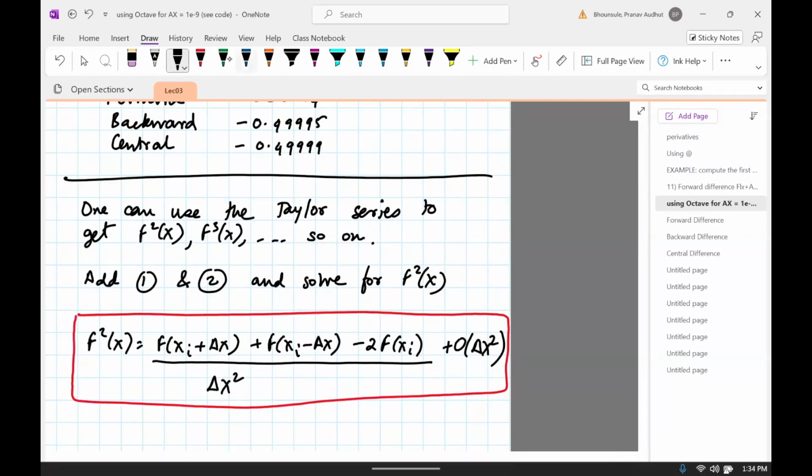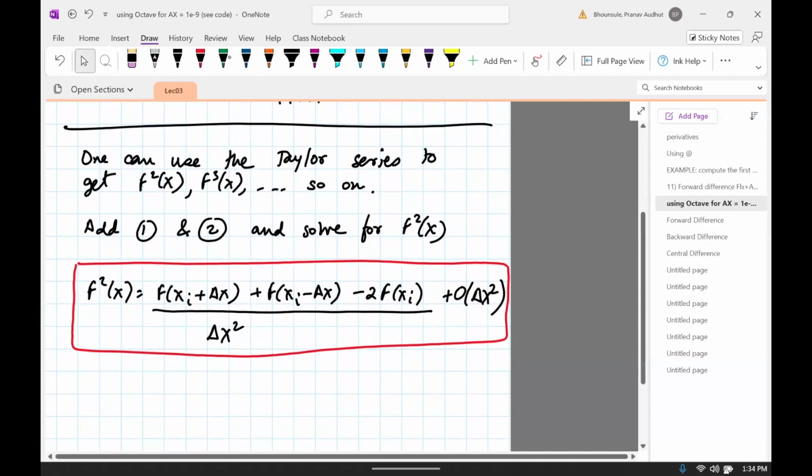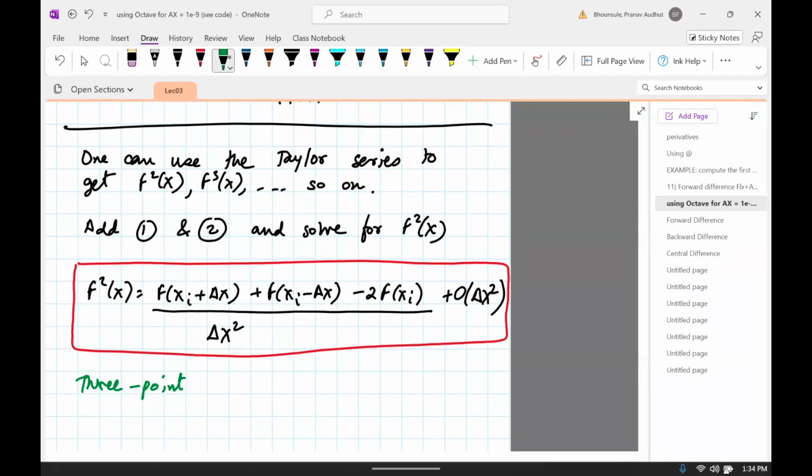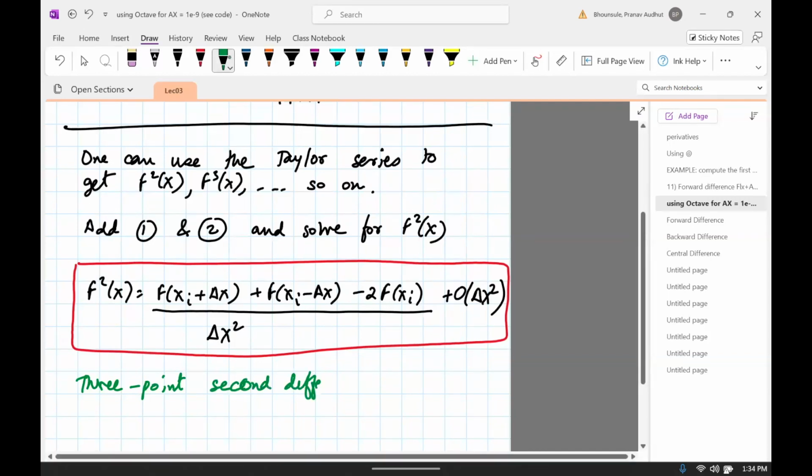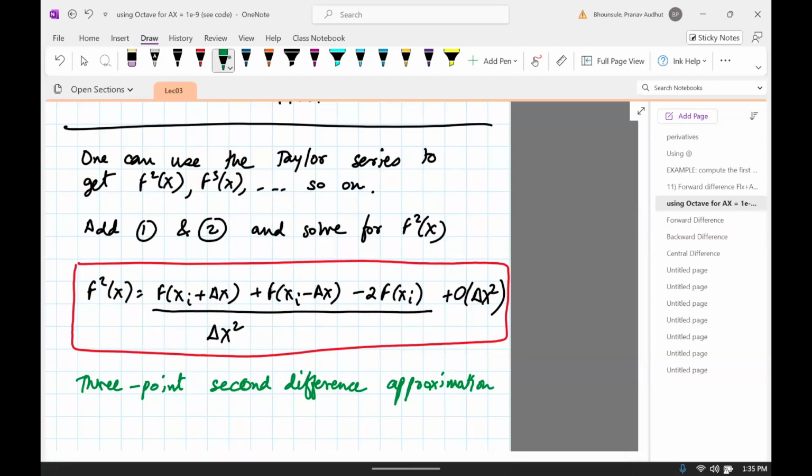Okay, so this one is known as the 3-point second difference approximation. 3-point because it needs 3 points, x plus delta x, x minus delta x, and x. And then its second difference gives you f2 of x.